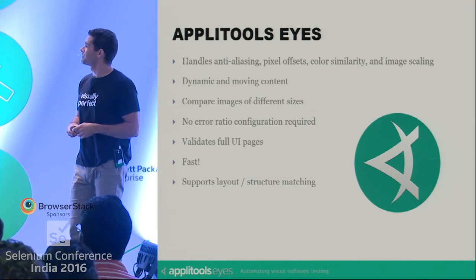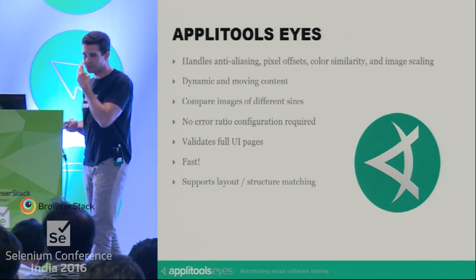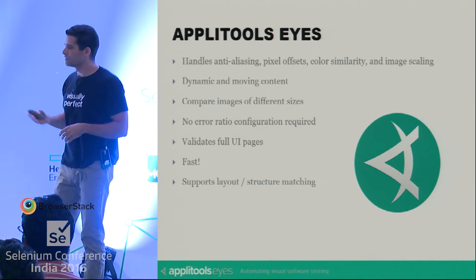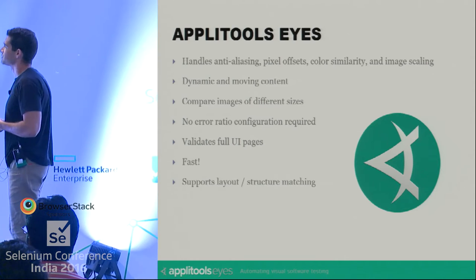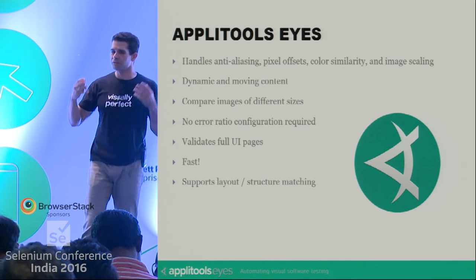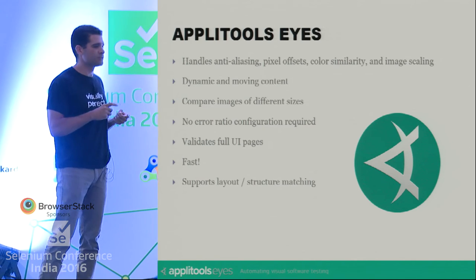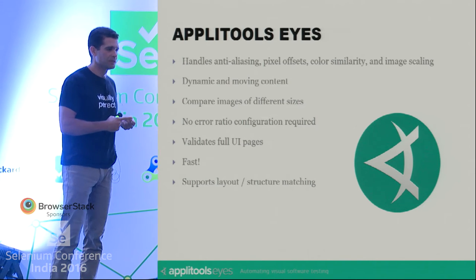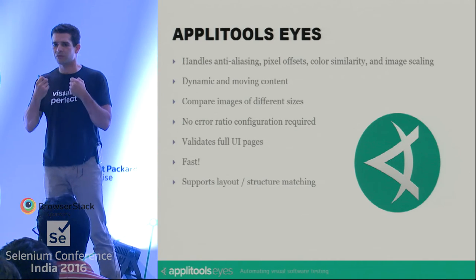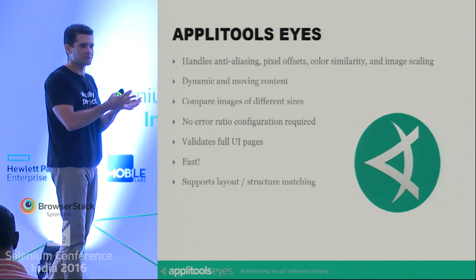And this leads us to the third matching engine, which is our own Applitools Eyes engine that we've been developing for several years now exactly to solve this problem. And it handles all of these issues that I've shown you and many others very well, and can handle dynamic and moving content, et cetera. The two most important things that distinguish it from the rest is that, first of all, it does not rely on an error ratio. The idea here is it really simulates human sight, and it will only show differences that a human can see, and it has nothing to do with the size of the difference or the size of the area of the image.